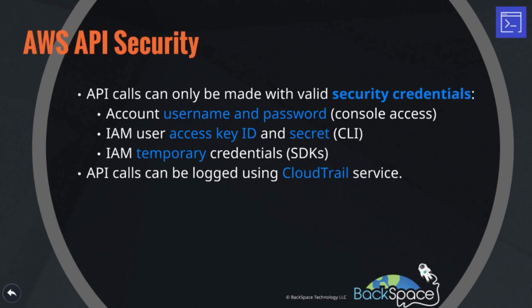And finally, we can actually log all of these API calls using the AWS CloudTrail service. So that's great if we have any security issues or any performance issues. We can go back through those CloudTrail logs and make sure that there's nothing untoward going on there.